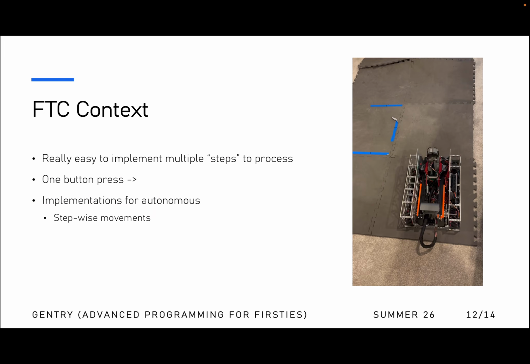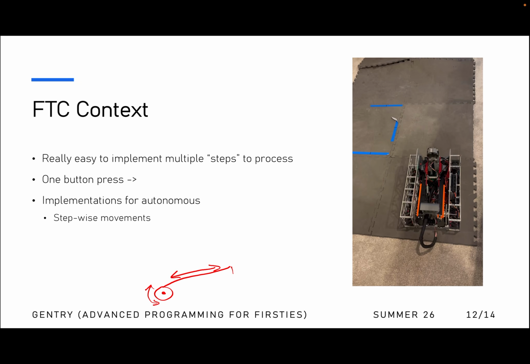So for some FTC context, this was an auto that I had for Into the Deep season. Essentially, what this was using was a state machine for the arm. Right. So our arm was just a simple linear pivot with a linear actuator. So we could go up.